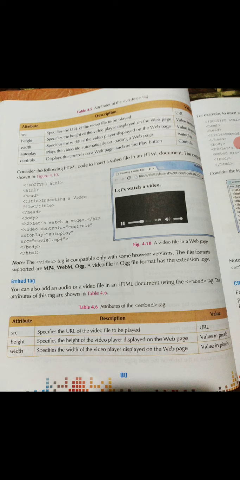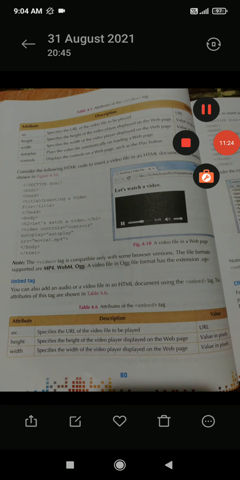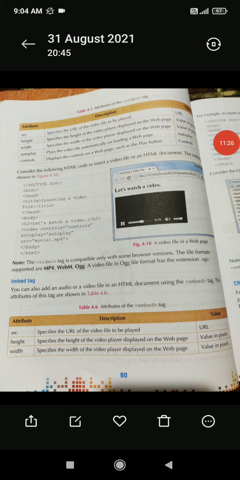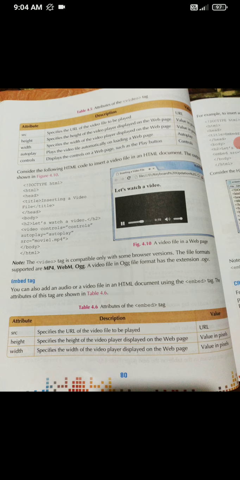One more answer is left. Write the question. I will dictate. What is the difference between TD and TR tags?